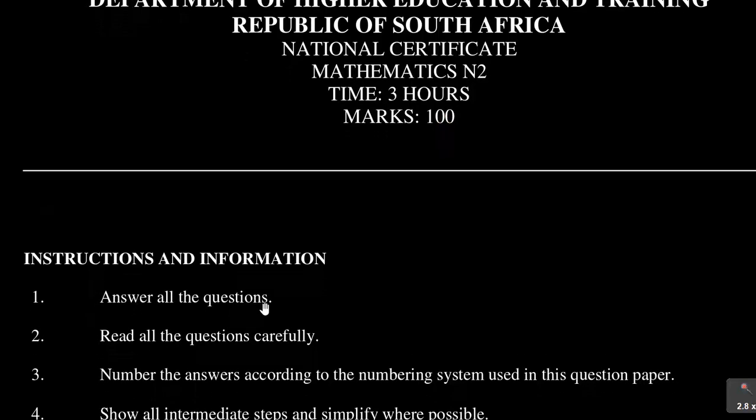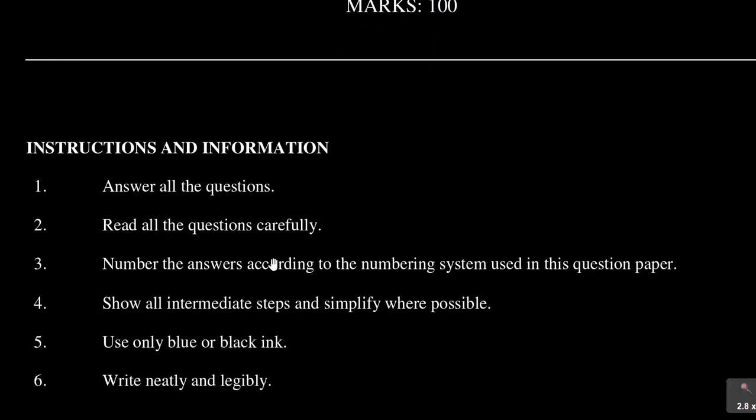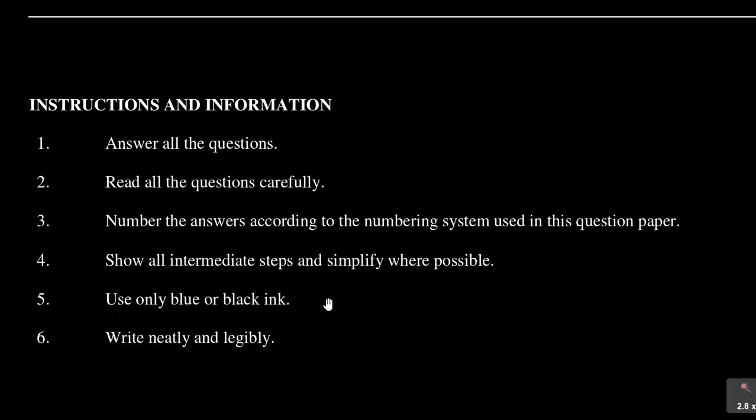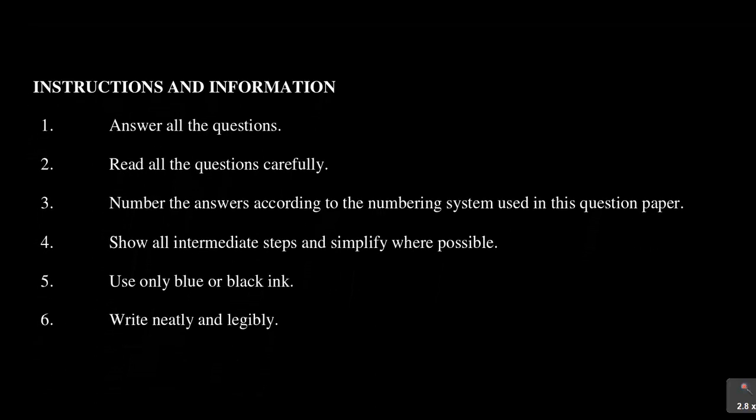Looking at the instructions given on the paper, number 1 says answer all the questions. For you to get the full marks, you need to answer all the questions. It says read all the questions carefully, which is standard. Then number the answers according to the numbering system used in this question paper. Remember, do not come with your own numbering system. You need to use the exact numbering system as shown in the question paper.